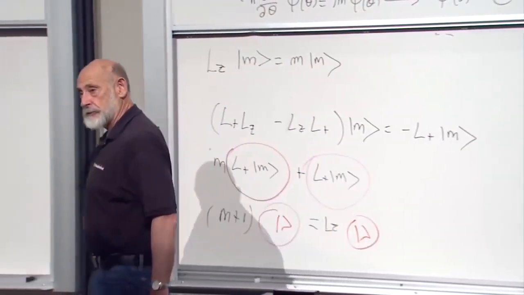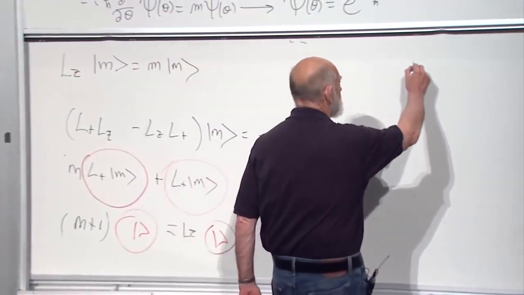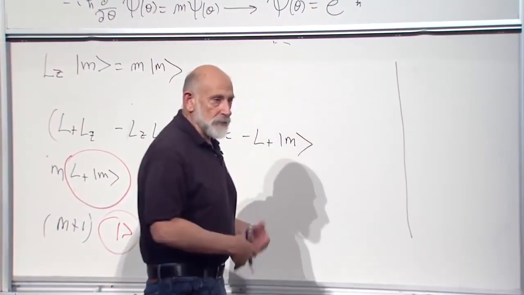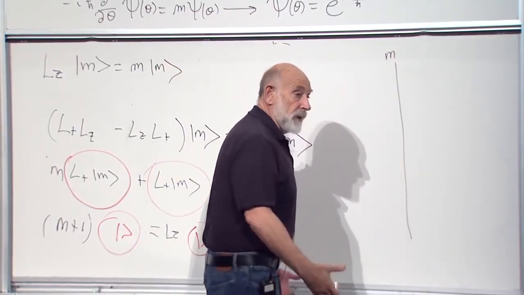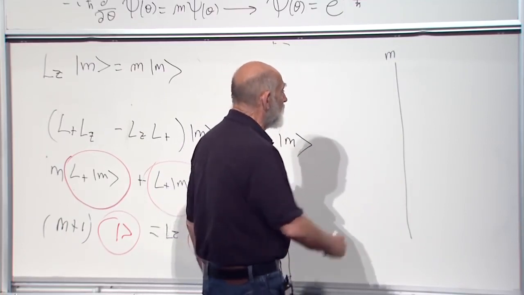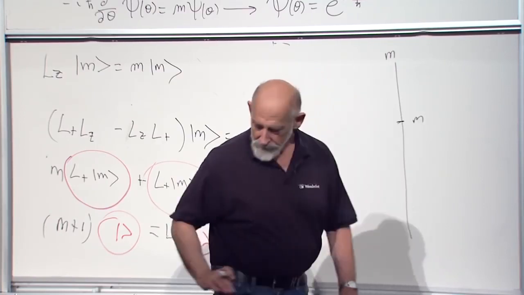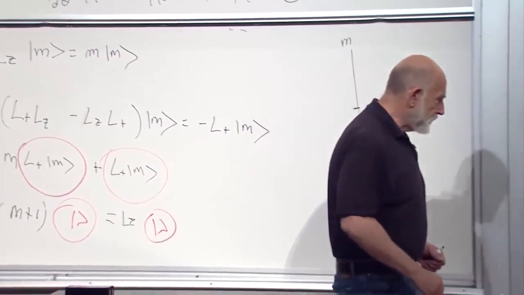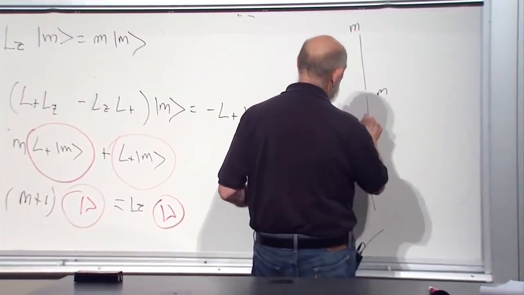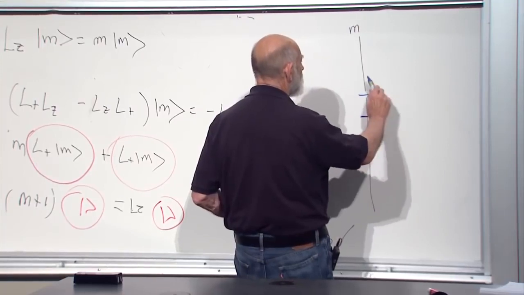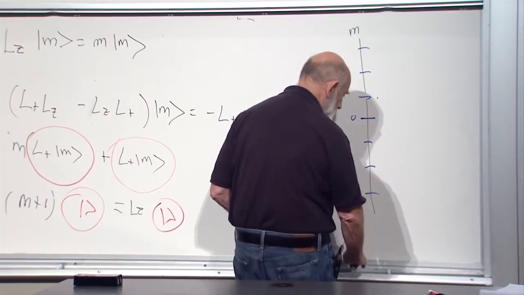So we've discovered the following fact, that if we plot on the vertical axis here the possible values of m, or Lz, if we find one at some value of m, let's first of all lay some integers down. 0, 1, 2, 3, 0, minus 1, minus 2, minus 3.